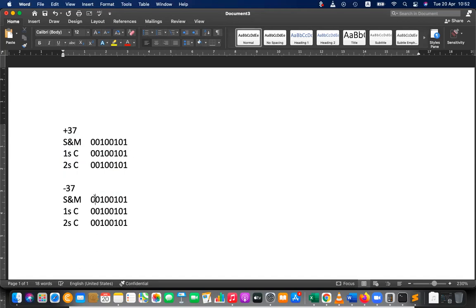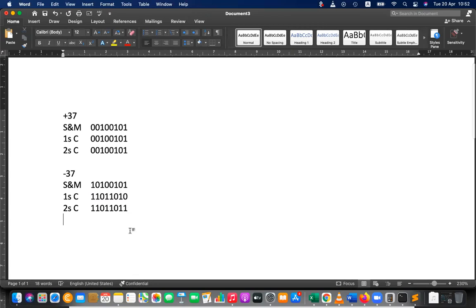Minus 37. In sign and magnitude you have the minus sign. In one's complement you have the minus and the inverted part, that means 1 0 1 1 0 1 0. Okay, you can tell the third one. What is that? 1 1 0 1 1 0 1 1. Understood? For the third one, you just add 1 at the end.